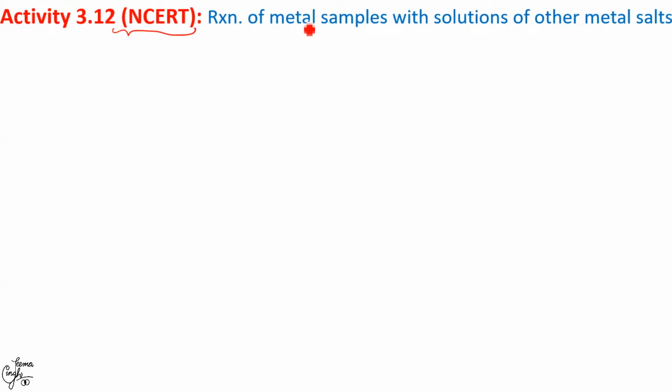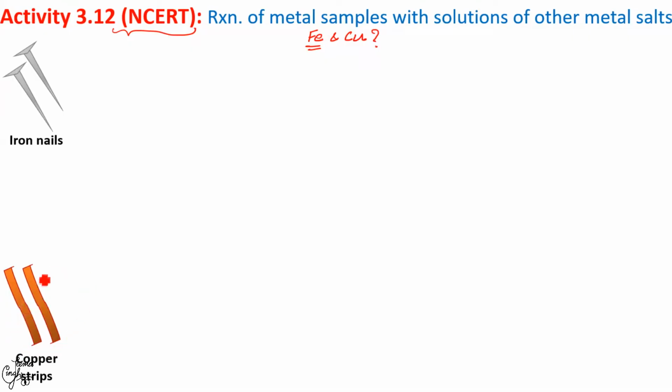Suppose we have two metal samples, iron and copper, and we need to decide which of these two is more reactive. Although by now you would have a fair idea that iron is more reactive than copper. You witnessed that in the last three videos. But still let us find out with the help of this activity. So for this activity, you're supposed to take an iron nail and a copper wire or a copper strip. We will keep one iron nail and one copper strip as a reference.